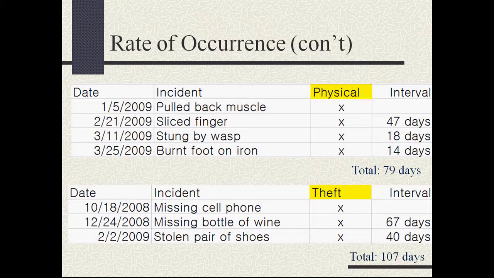The same was done for each of the other 2 categories, physical risk and risk of theft. The number of days between each event was then totaled. Physical risk had a total of 79 days, and risk of theft had a total of 107 days.